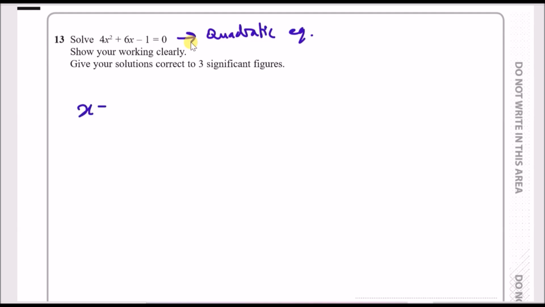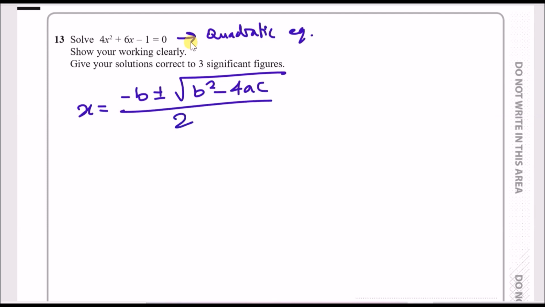It's always x equals minus b plus minus the square root of b squared minus 4ac, all of that over 2a. And we just pop in the values, put it in a calculator, and you're done. Now what are a, b, and c? Well, just look at the values in front of the x's and the constant. In this case, this one is always the a, this is the b, and this is the c. In other words, a is 4, b is 6, and c is minus 1.